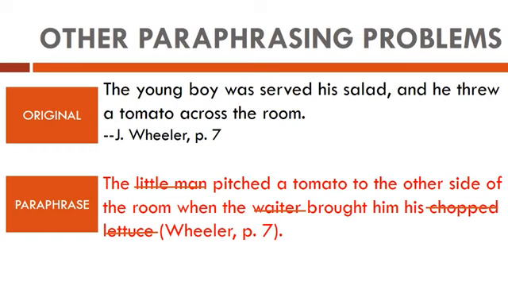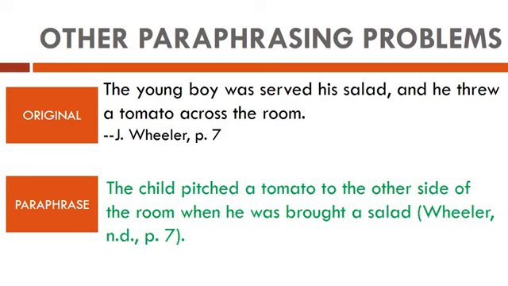Finally, if we look at the in-text citation, Wheeler, page 7, there's a problem. We're missing the date. When you don't have a date, you put N.D. Here is a better attempt at paraphrasing. The child pitched a tomato to the other side of the room when he was brought a salad. Wheeler, N.D. page 7.